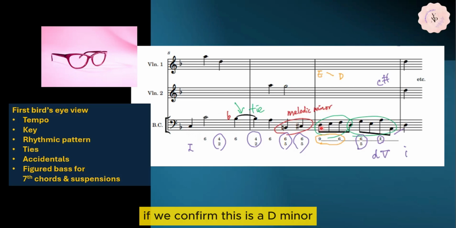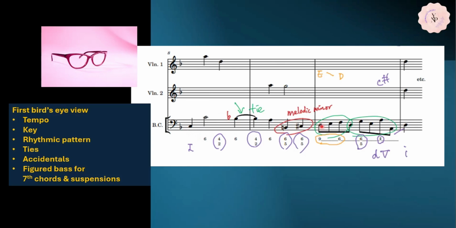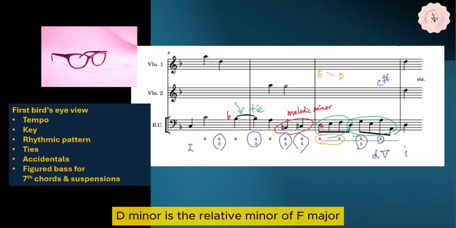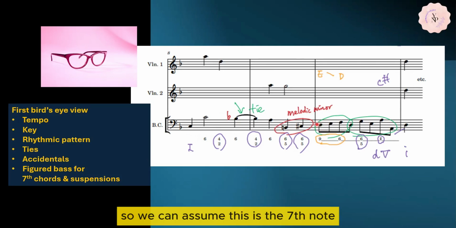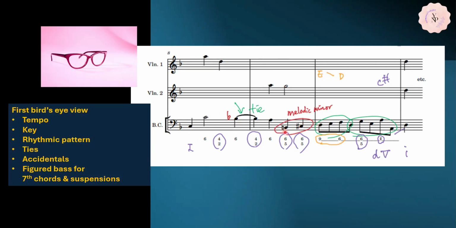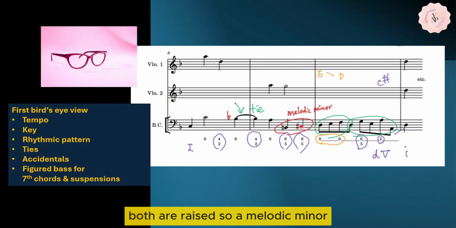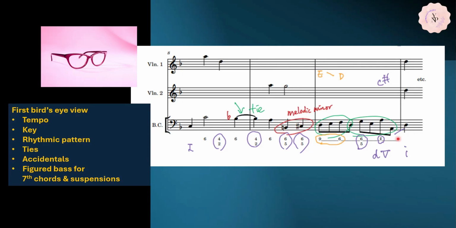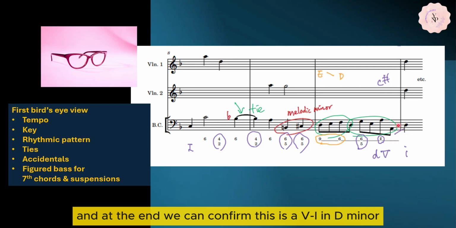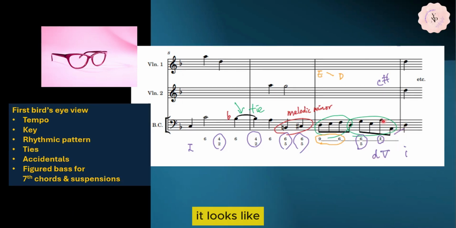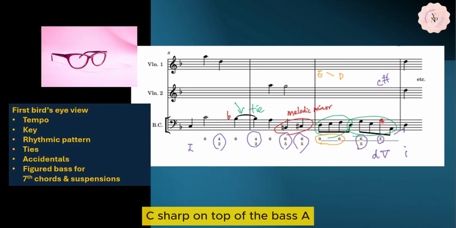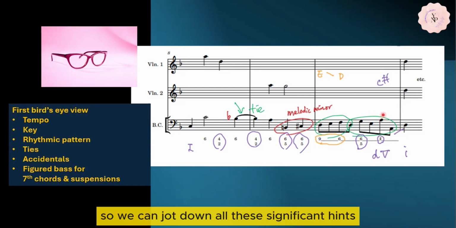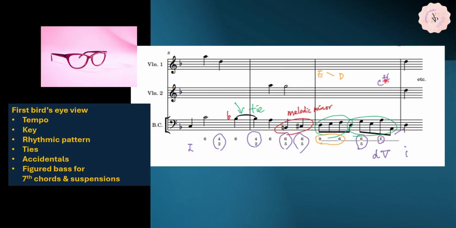If we confirm this is D minor, it is the relative minor of F major. So we can assume this is the 7th note and the 6th note. Both are raised, so it is a melodic minor. And at the end, we can confirm this is a 5-1 in D minor. It looks like C sharp on top of the bass A. So we can jot down all these significant hints.